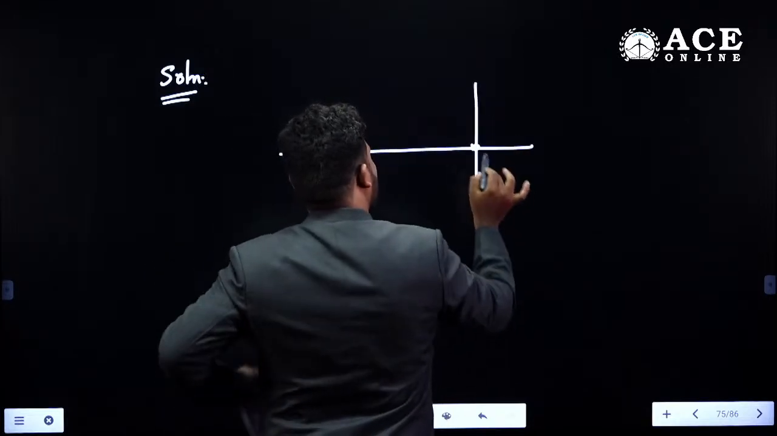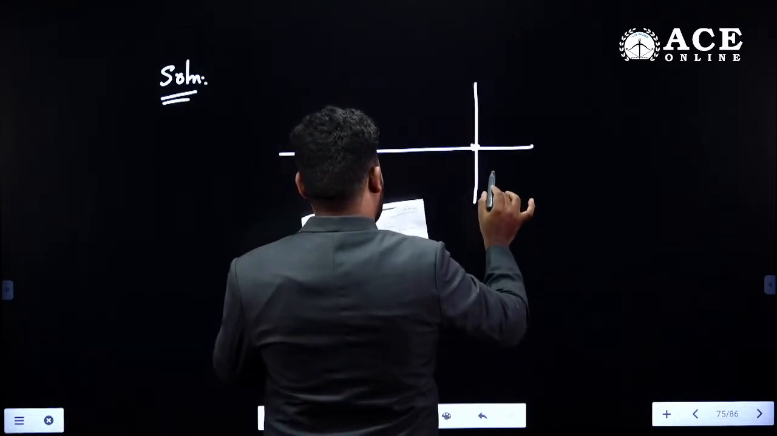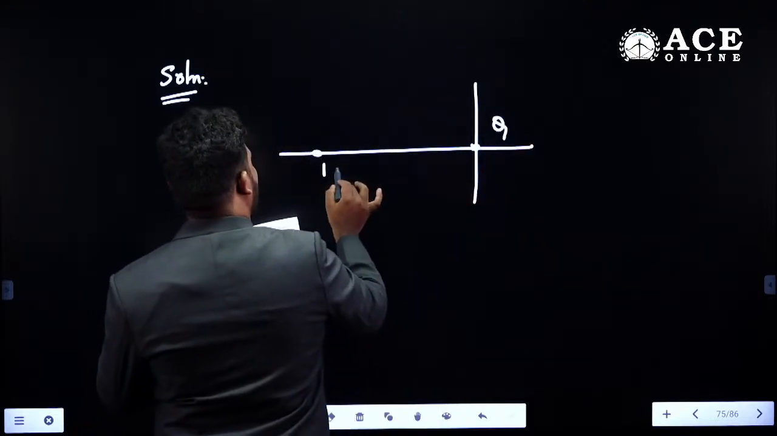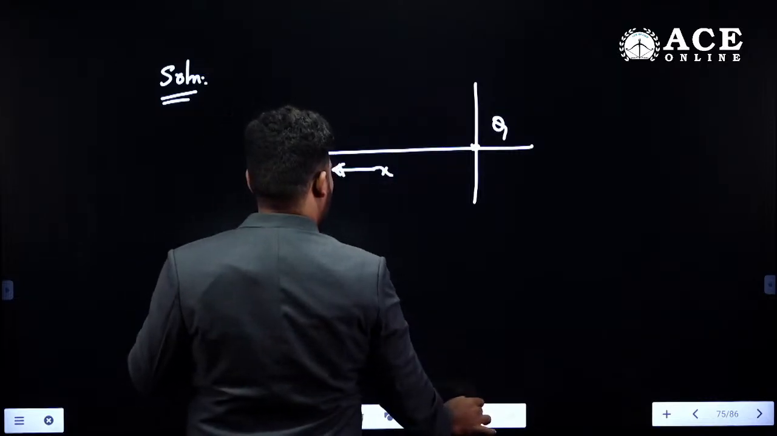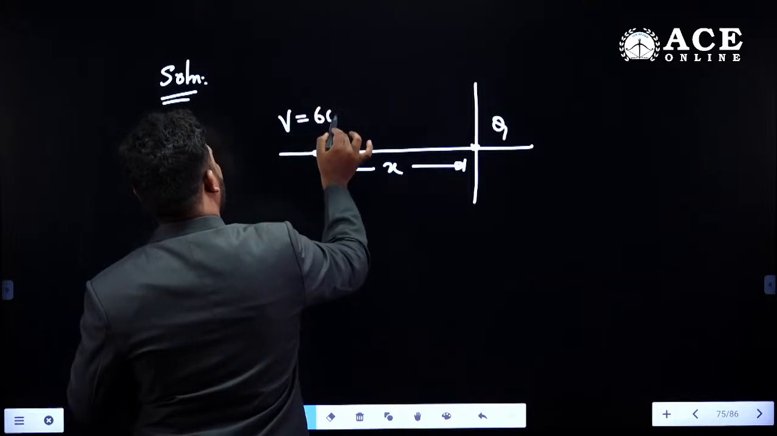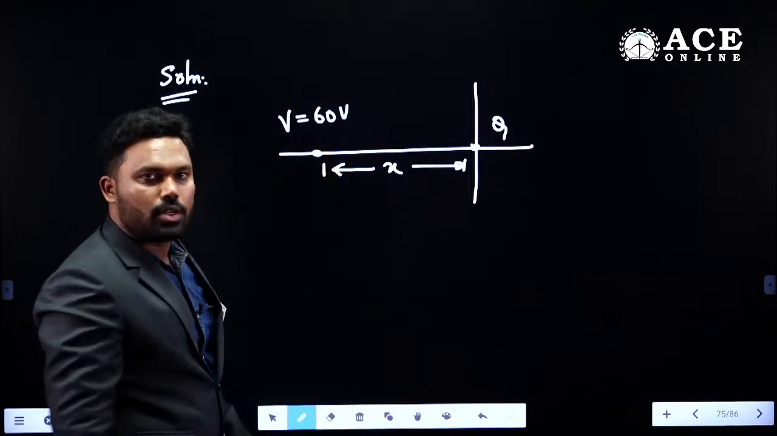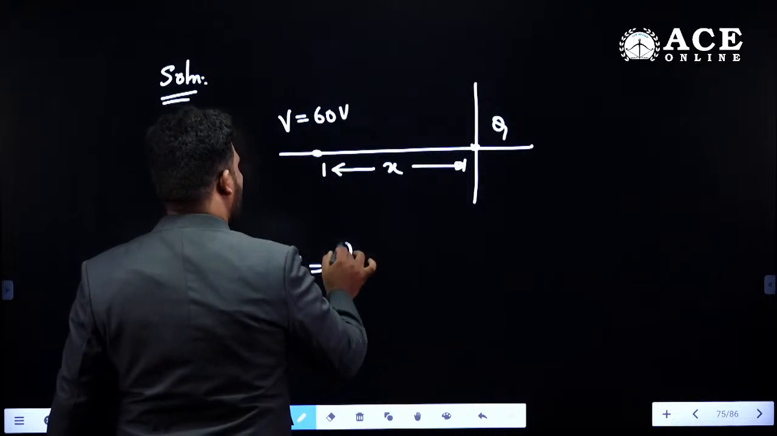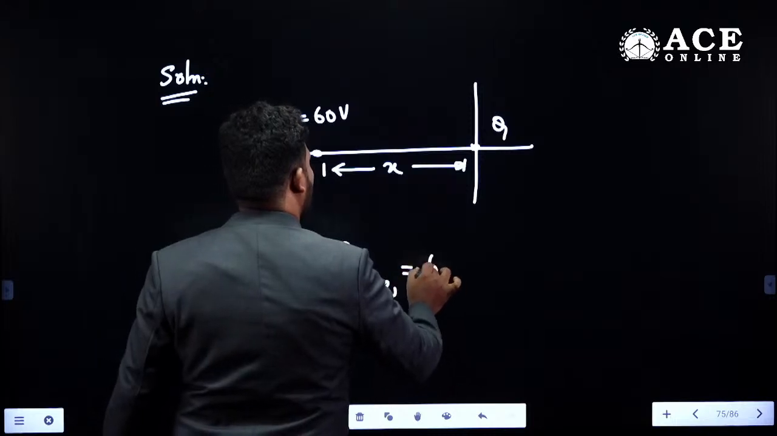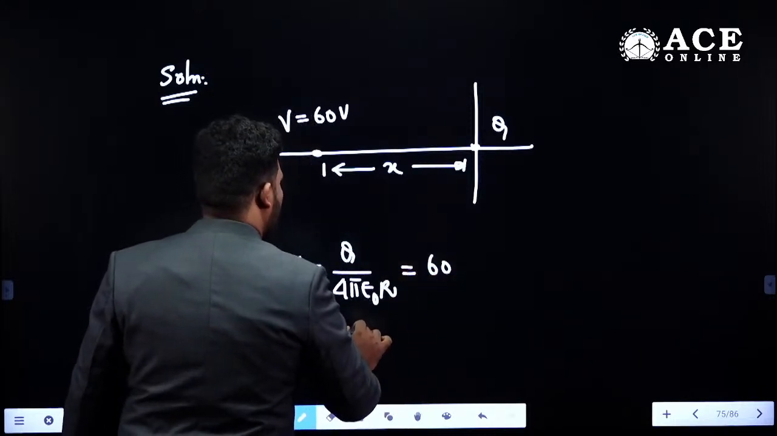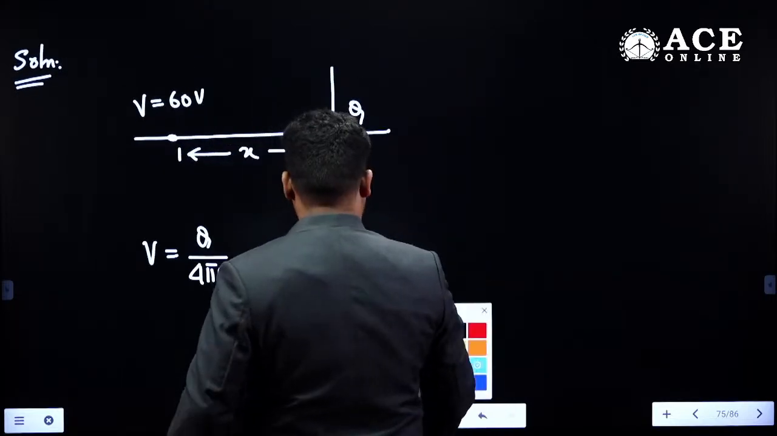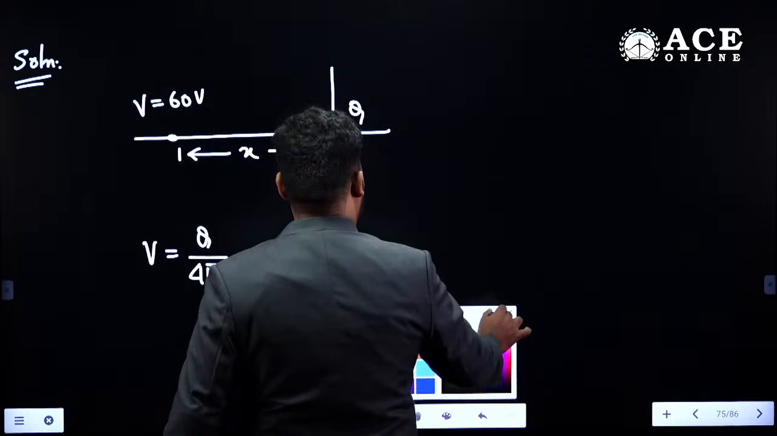Here is a charge. The charge is placed here, and how far should I move on the x-axis so that I will have a potential of 60 volts here? So the potential due to the point charge is V equal to Q by 4 pi epsilon naught into R, which is equal to 60 volts. Here the Q value is given, you need to find out the R value.